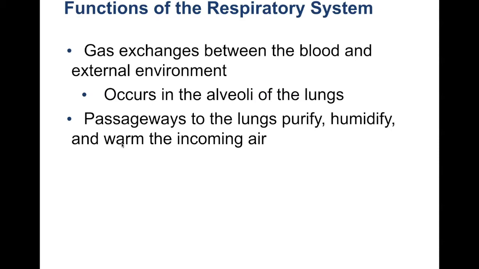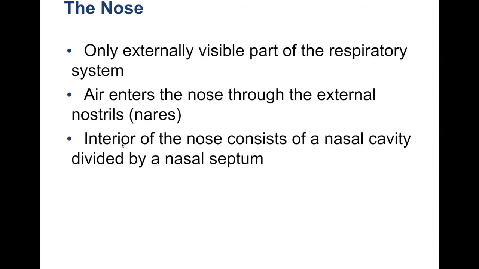And so our respiratory system has specific areas that are lined with veins and arteries, these capillaries that are close to the surface to allow for that heat exchange to warm up that air as it travels down the passageway to the lungs. And so we're going to see how it purifies, humidifies, and warms the air as it travels through. And the first place this air comes through is the nose.